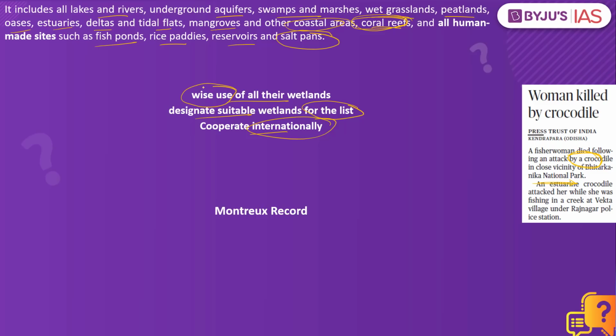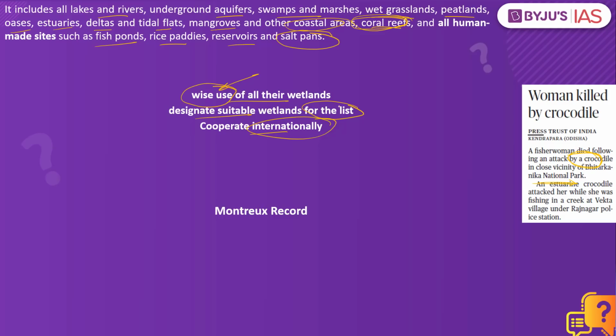So it does not define what is wise use, but instead gives it up to that government to define it under its own legislations. So this particular convention does not define what is wise use, but asks the government to come up with its own legislation so that this particular aquatic ecosystem can be used in a sustainable manner.